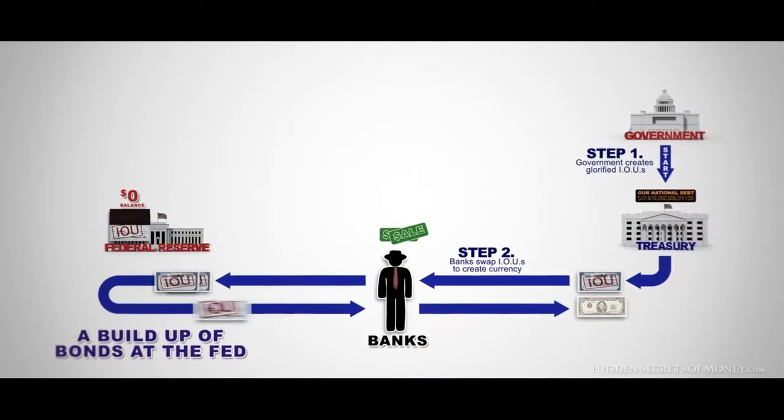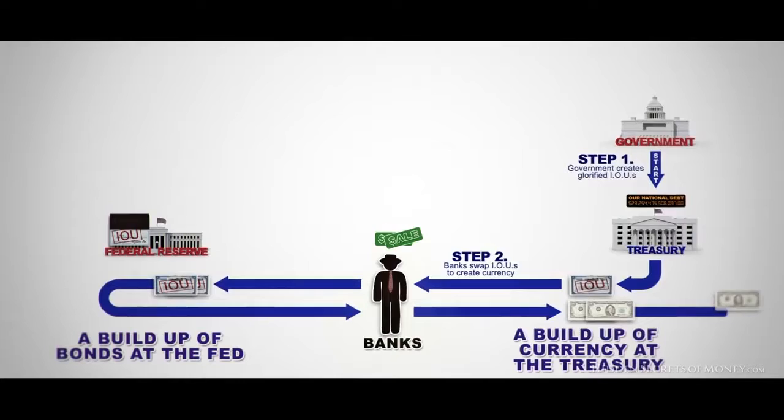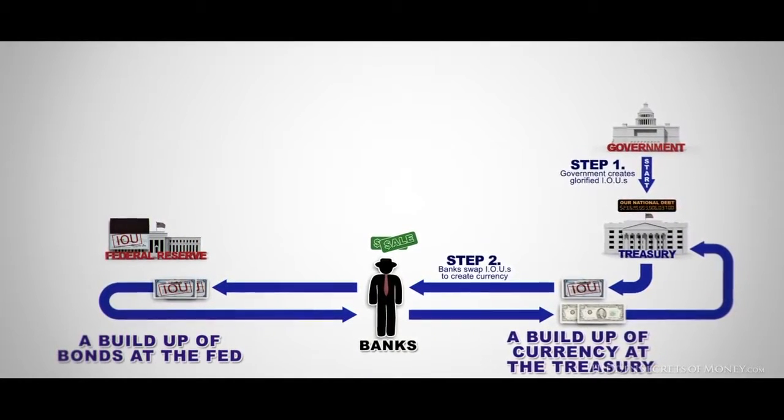This results in a buildup of bonds at the Federal Reserve and currency at the Treasury, which is really just a supply of numbers.